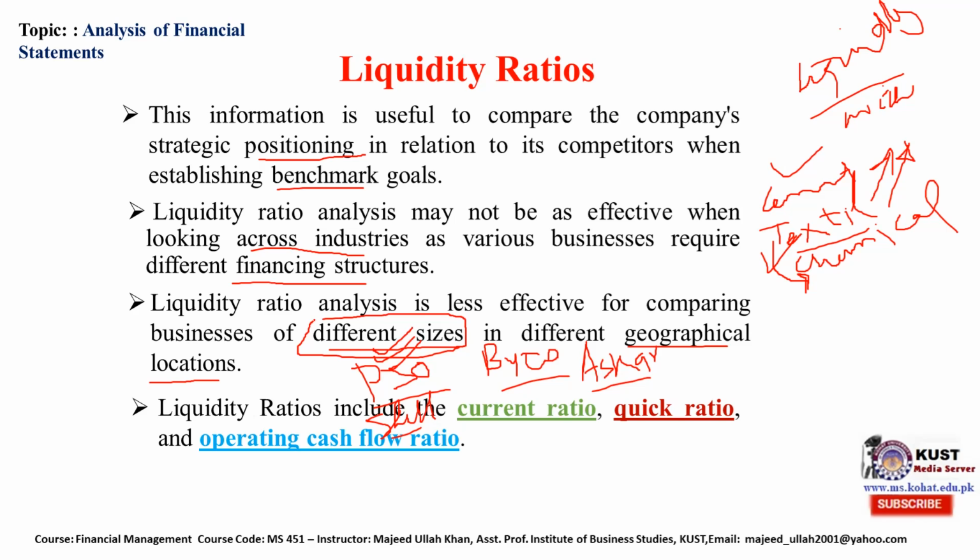Liquidity ratios. What are liquidity ratios? We term them the current ratio. What is the current ratio? We will discuss it in upcoming slides. What is the quick ratio? We will also discuss this in the coming slides. And the operating cash flow ratio, but we will not discuss that. We will just discuss one more ratio, which is called the cash ratio. So the cash ratio we will discuss in this lecture, along with the current ratio.